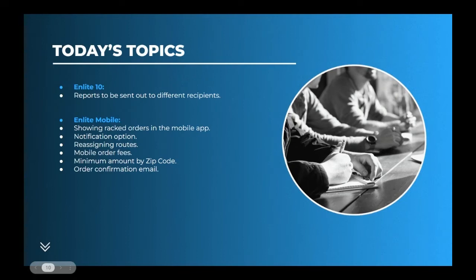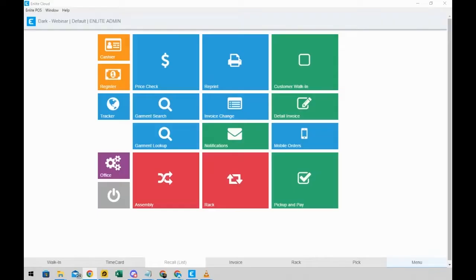The topics that we will be covering today are: for Enlight 10, reports to be sent out to different recipients; for Enlight Mobile, showing racked orders in the mobile app; notification option; reassigning routes; mobile order fees; minimum amount by zip code; order confirmation email. Let's start with the first topic.